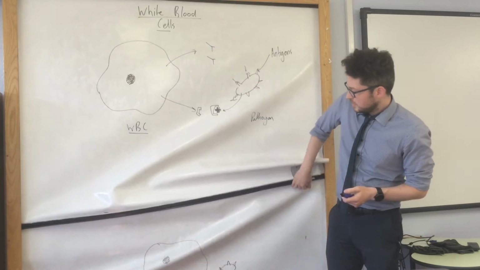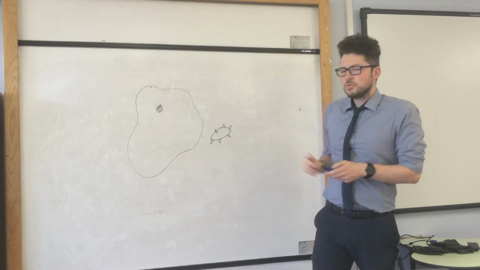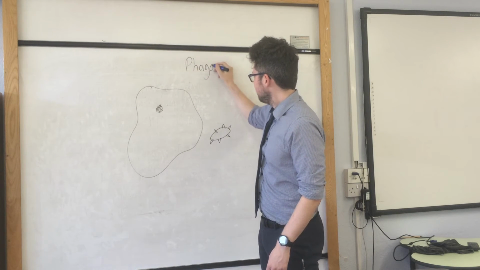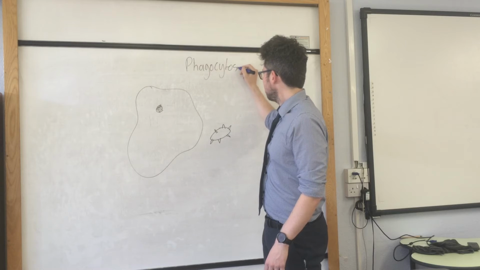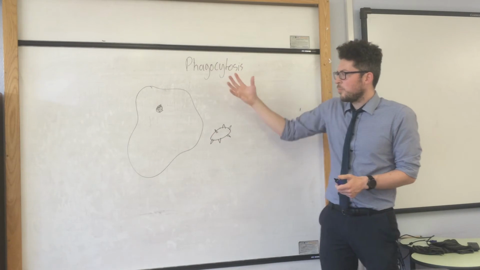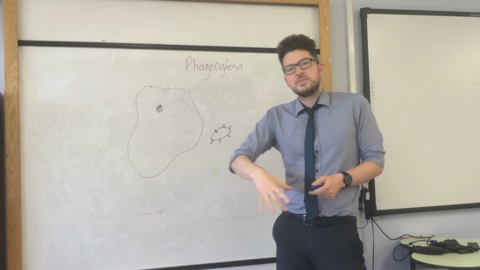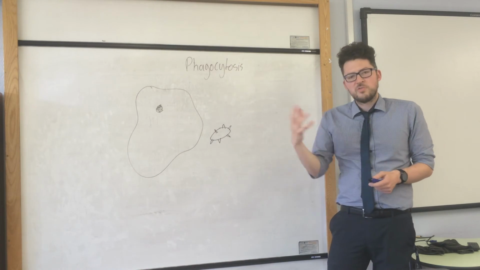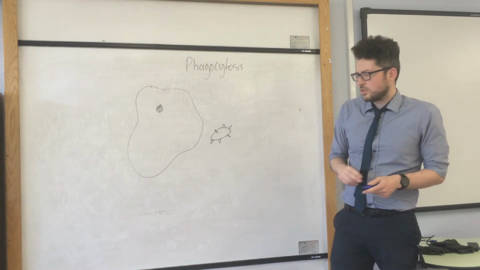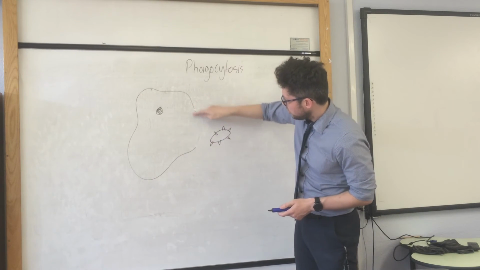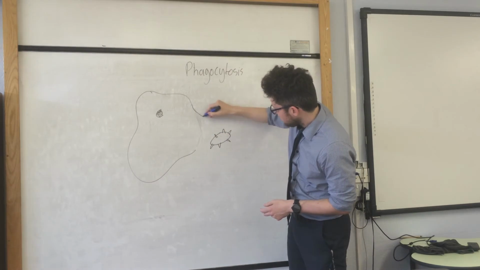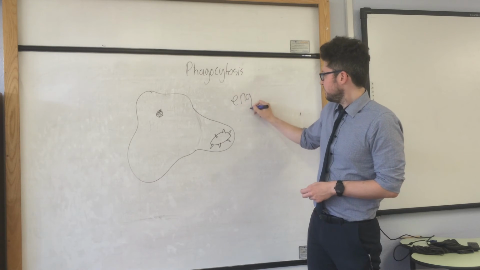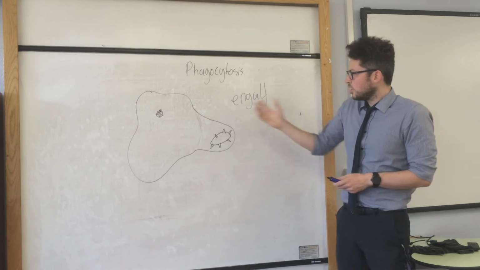The third way is a process called phagocytosis. Now you don't need to necessarily remember that word, just need to remember the process and be able to describe how it works. So here's our white blood cell again, here's our pathogen, so virus or bacteria. What the white blood cell can do is it can actually change shape. So it can change shape, and it can what we call engulf. So it engulfs the pathogen.